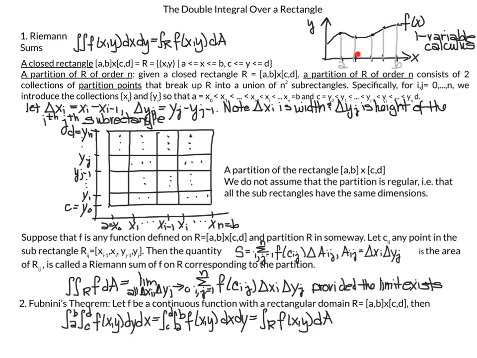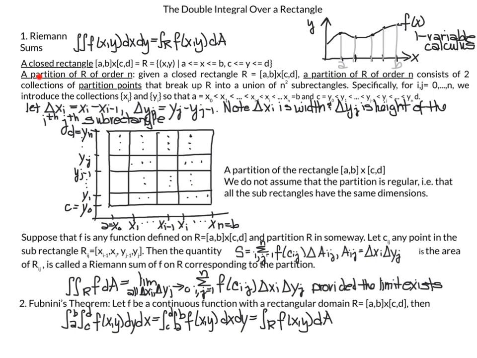And as you broke up x into smaller and smaller intervals, eventually you would be approaching the actual area under the curve. In the same way, when we do our double integrals, instead of breaking up our a to b into intervals, we're going to break our domain up into closed rectangles.